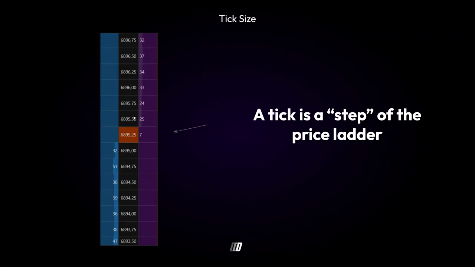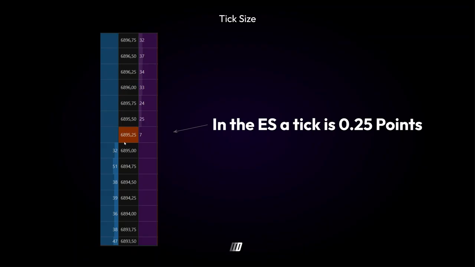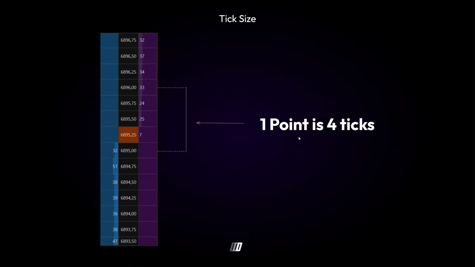So the minimum variation of price of the futures ES contract is, in this case, 0.25 points. So you can see .25, .50, .75, 0, 0. Then again, .25, .50, .75, and so on and so forth, both up and down. And 1 point is 4 ticks. So if you go from 95 to 96.00, you're going to go up 1, 2, 3, 4 ticks, okay?